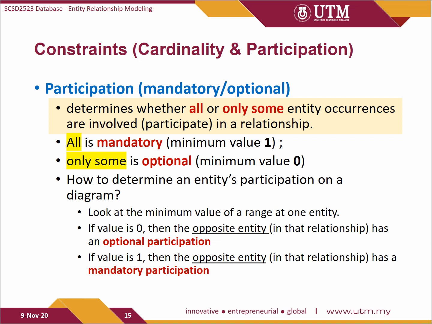Okay, how to determine an entity's participation on a diagram? Actually, it is important to note that the participation for a given entity in a relationship is represented by the minimum value on the opposite side of the relationship. So, if the value is 0, then the opposite entity in that relationship has an optional participation. However, if the value is 1, then the opposite entity in that relationship has a mandatory participation.